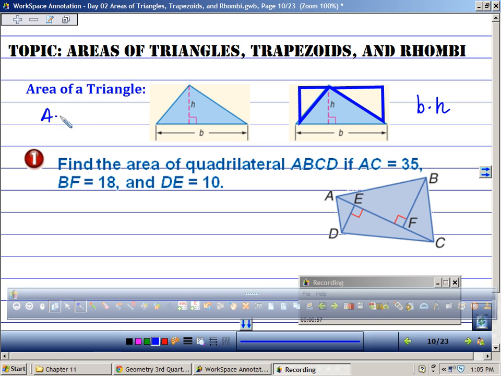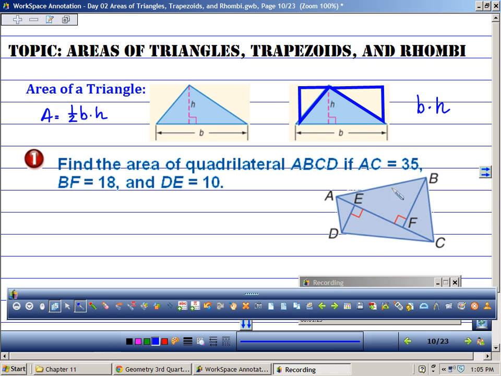So the area of a triangle is half of the base times the height. Because in every single rectangle, there are two triangles that are exactly the same size. Yes. That's where the formula came from. Right? Does that make sense now? Where that came from? All right, so let's use that.